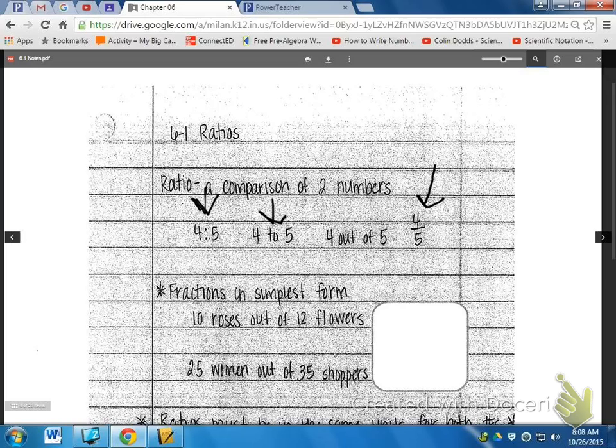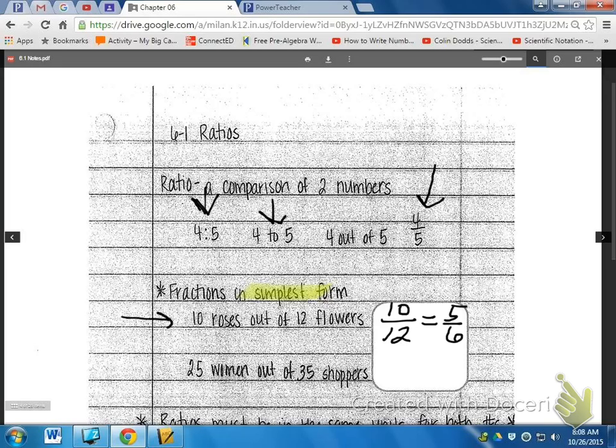So sometimes you might see something like this: 10 roses out of 12 flowers. When you see that, the first number definitely comes out on top, the second number comes out on bottom, and you would write 10/12. But notice that this says simplest form, so you have to take 10/12 and reduce it to 5/6. Don't forget that you have to reduce it. Okay? So that would be 5/6. Questions about that? All right.